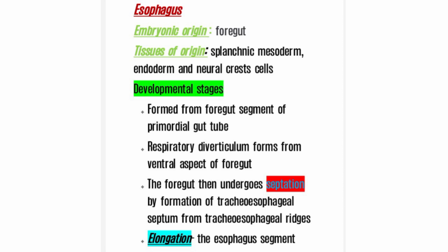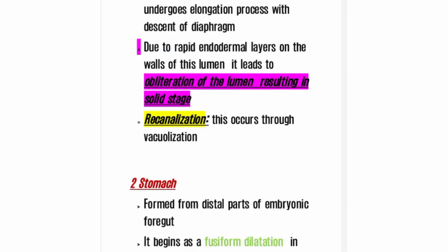Now let's continue. The fourth thing is the rapid proliferation of the endodermal cell layers on the walls of this lumen, leading to the obliteration of the lumen, resulting in the solid stage of development. And the last thing is the recanalization process, which occurs at the 10th week of intrauterine life.